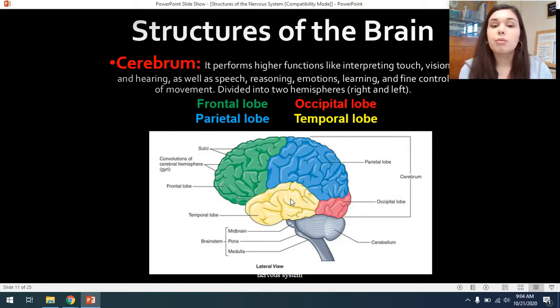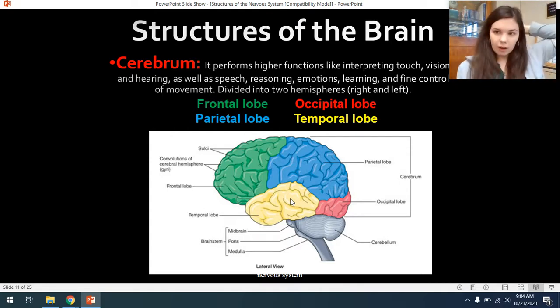This cerebrum is divided into two hemispheres, the right hemisphere and the left hemisphere, and is also divided into 4 lobes. So you have your frontal lobe, which is in green. We're looking at a side view of the brain right now. So the green section is your frontal lobe. It's up here, exactly where your frontal bone would be.